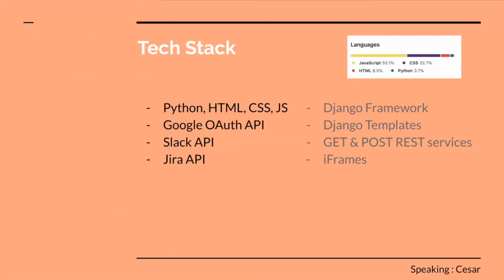Thank you, Jonas. So everything was put together using Python, HTML, CSS, and JavaScript. To implement the user authentication, we use Google's OAuth API, which allows clients outside of 4G to log in securely and display their assigned projects. Slack and Jira APIs were used on the backend side, where GET and POST REST services allowed us to grab data dynamically from the third-party organizations.